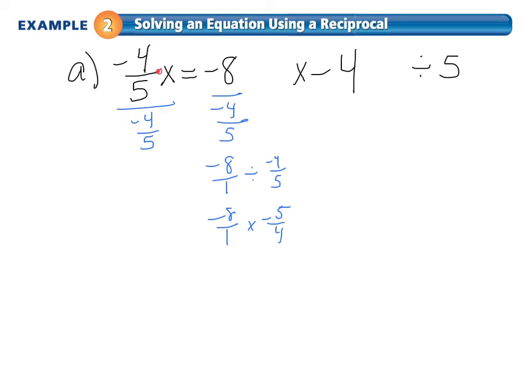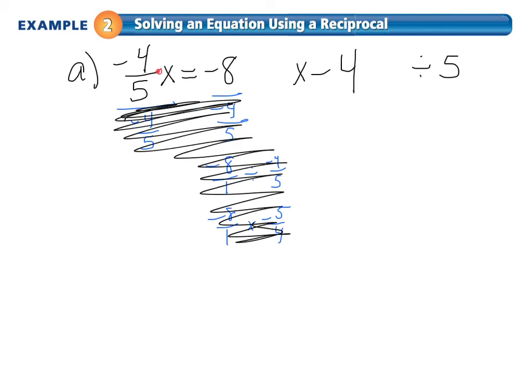So we are going to erase all this. And it won't let me erase all this, so I'm just going to cross it all out. Actually, no. Let's go to a new screen. And here it appears again. So I'm going to write it down: negative 4/5 x equals negative 8.